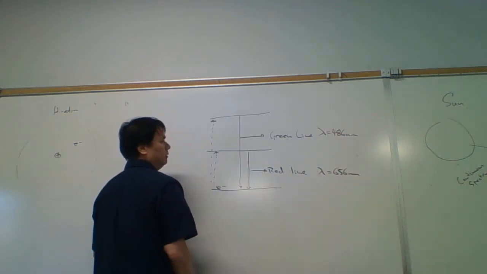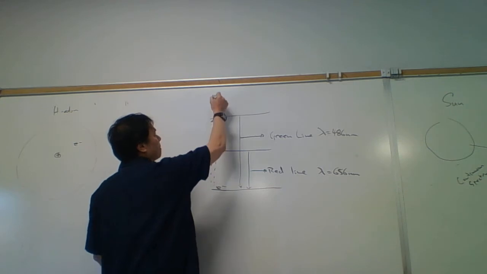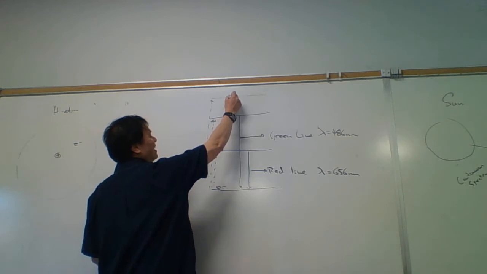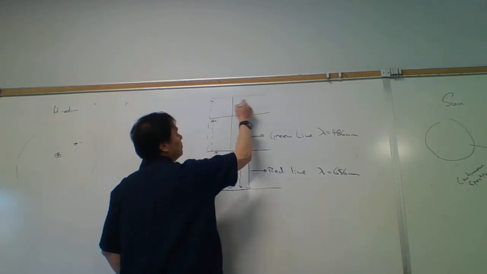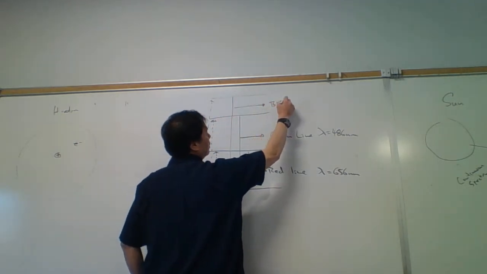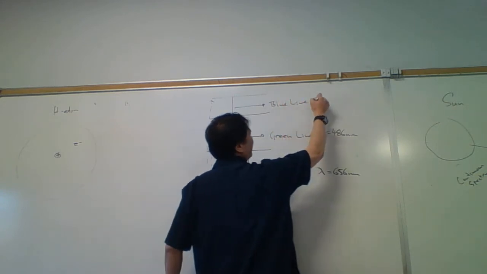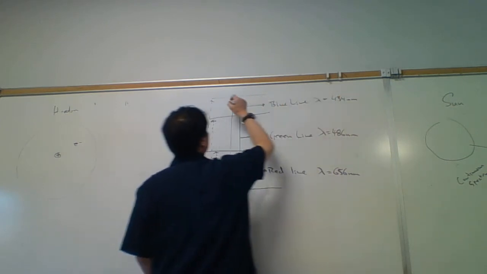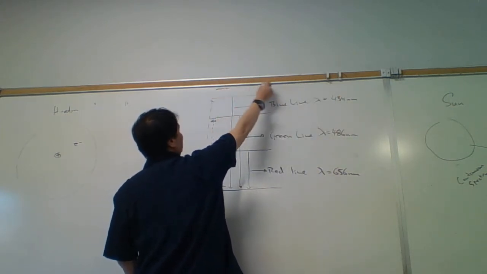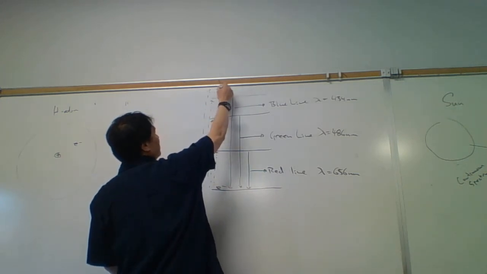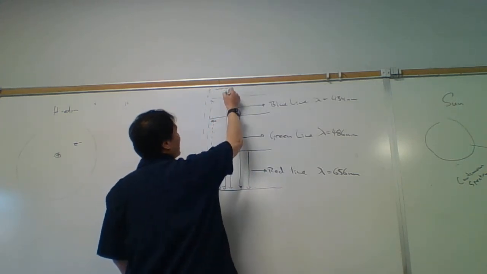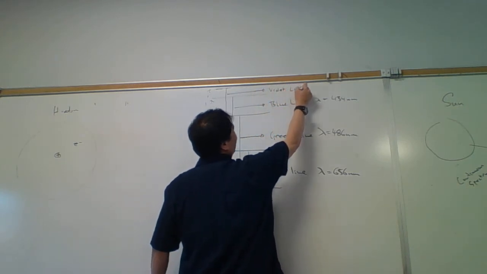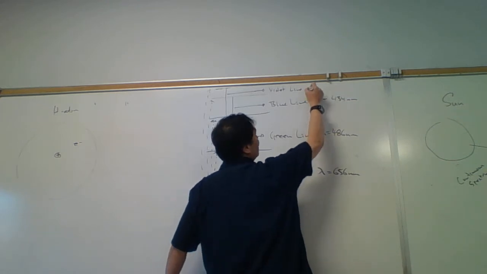A nanometer would be 10 to the minus 9 meters. Then another one here, the electron can get excited to a higher energy level and drop back down and emits a blue line at lambda 434 nanometers. And then finally, there's one more up here. The electron's going to get excited all the way up here and then drop back down. If it drops back down, it emits a violet line at 410 nanometers.